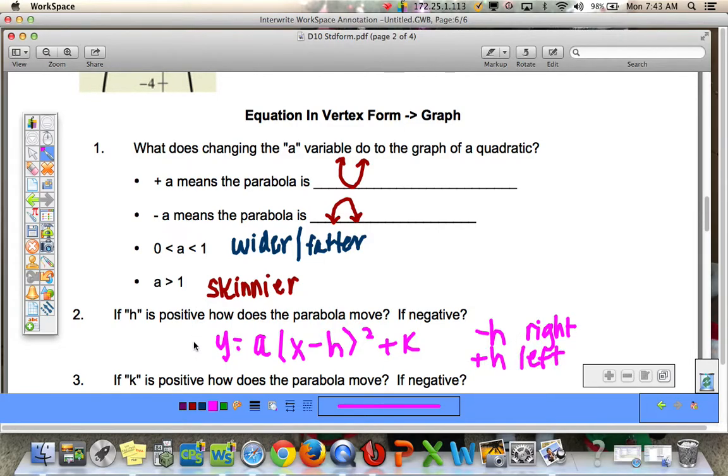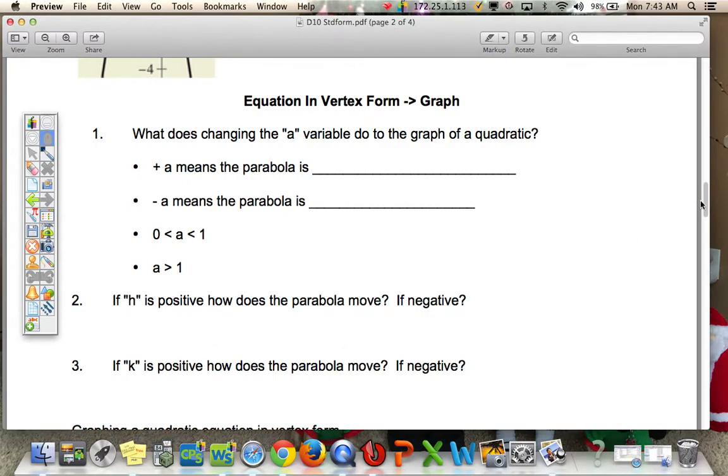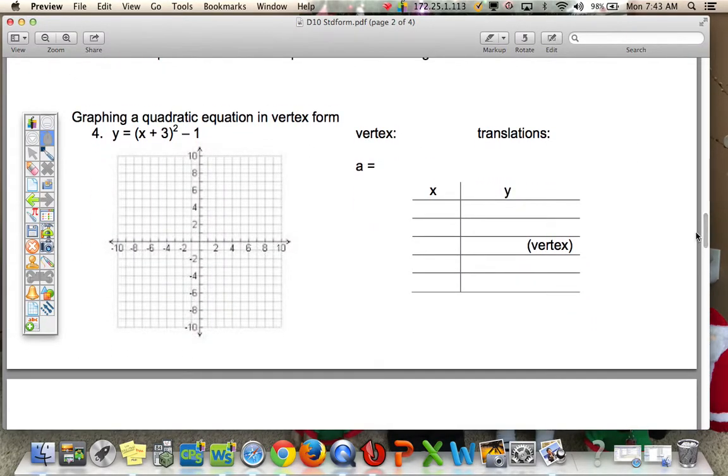If k is positive, how does the parabola move? So I'll write this over here. Plus k is up, minus k is down. Okay. The second type of question on your assignment is this.